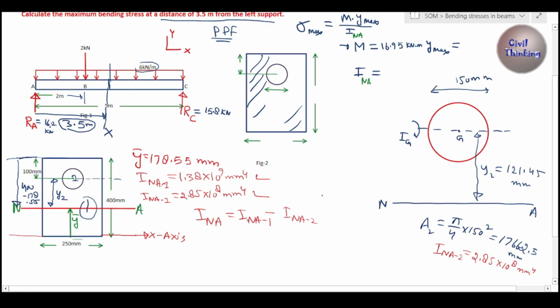Now you know INA1 is this and INA2 is this. When you solve, you will get INA to be 1.095 multiplied by 10 to the power 9 millimeter 4, okay. So now we also get the moment of inertia about the neutral axis to be 1.095 multiplied by 10 to the power 9 millimeter 4, right. So let me rub all of this first.